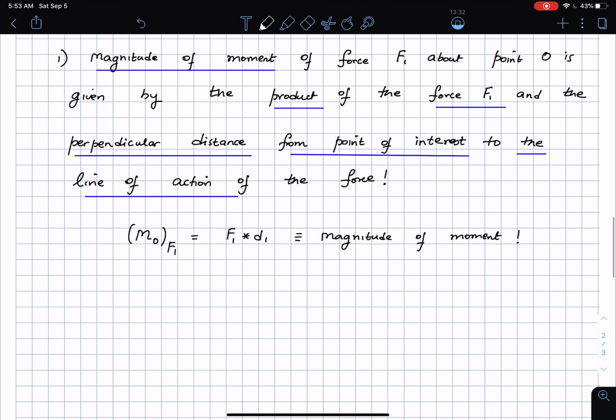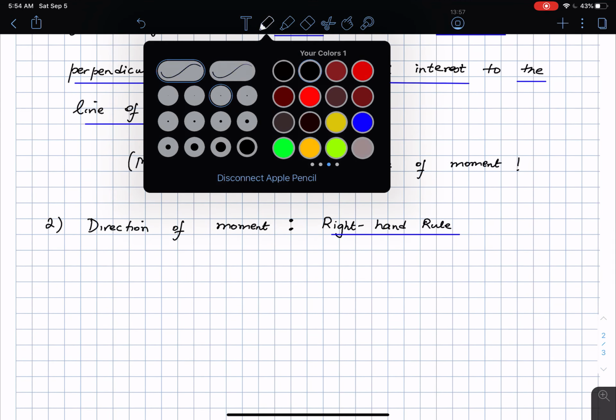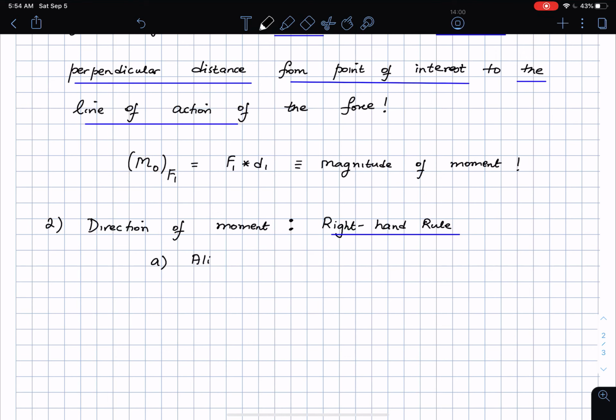How do we get the direction of the moment? Because moment is a vector, we need a direction as well. So direction of the moment is given by what is called the right hand rule. This is the single most important thing that you will learn in statics, in a sense, how to make use of the right hand rule. And the right hand rule, I'm going to underline the steps here. So first step is align the fingers of right hand along the line of action of the force.